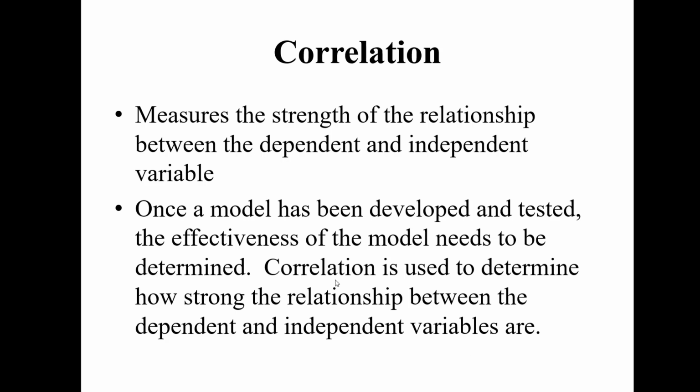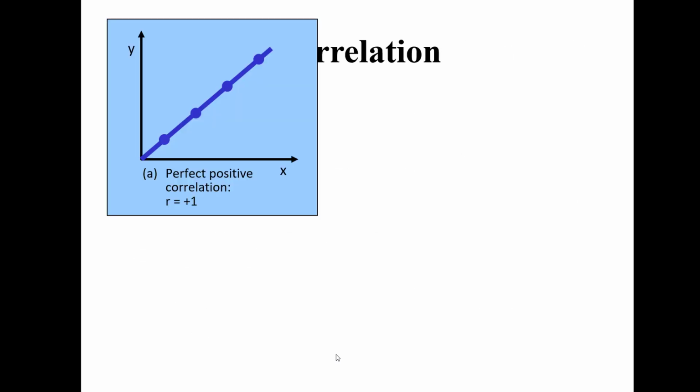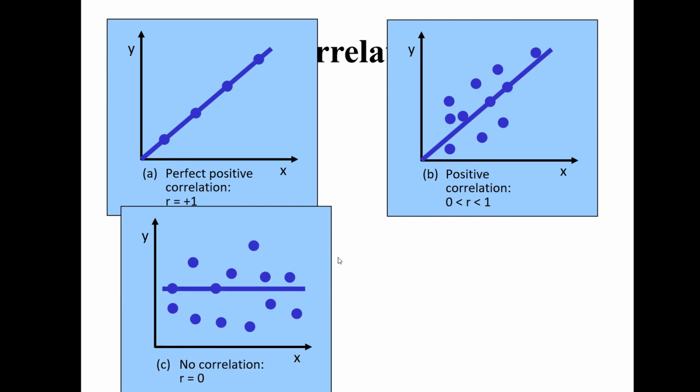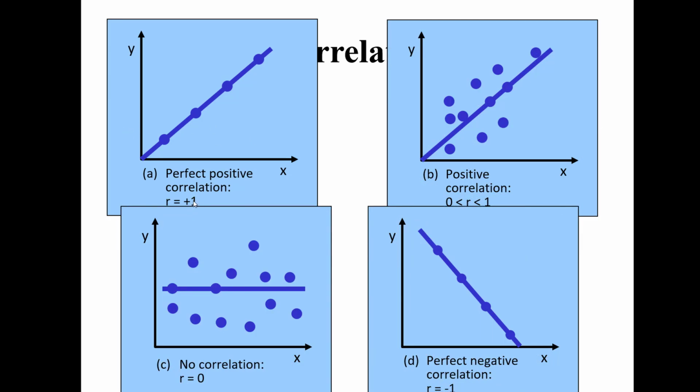which shows that they have a strong relationship between the dependent and independent variable. There is some strong relationship between the dependent and independent variable, and when you sketch it, it will look like this one. So it's approaching a positive correlation.